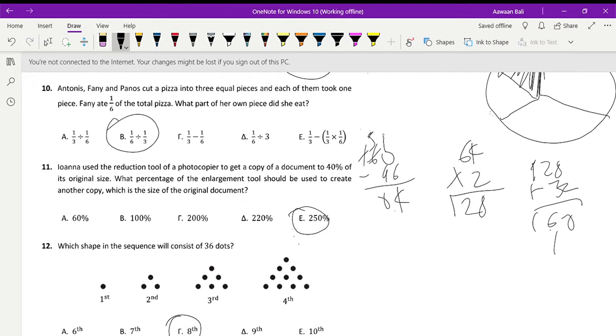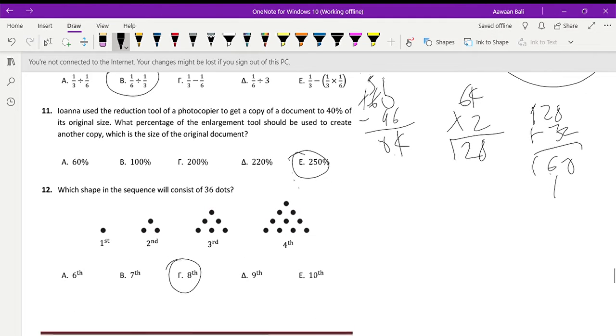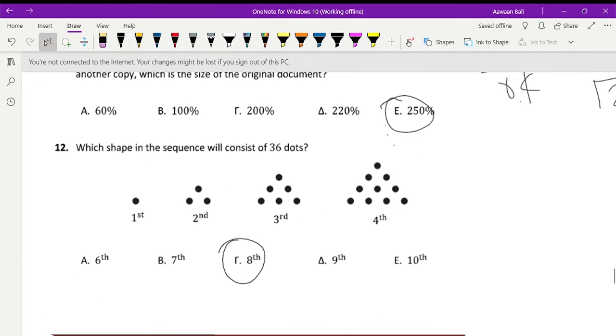Basically, what it actually said is that since a document is 40% of its original size, it's 40% now, that it was reduced by 60%, which means once we get that 64, if we do 250%, which is basically 64 times 2 and then plus the half of 64, you get 160. Therefore, the answer is eta.